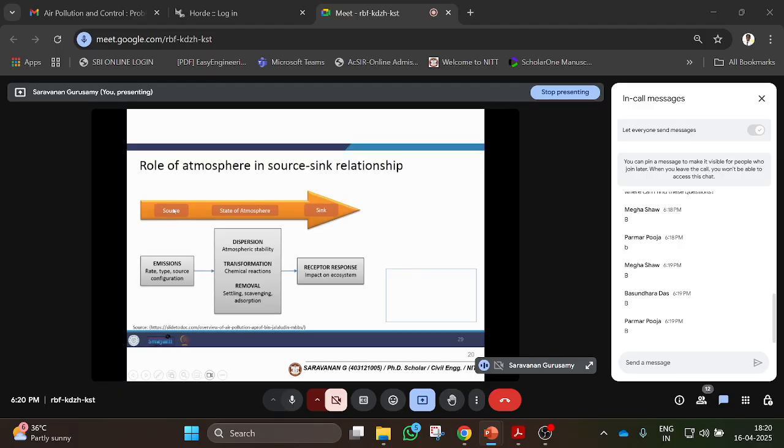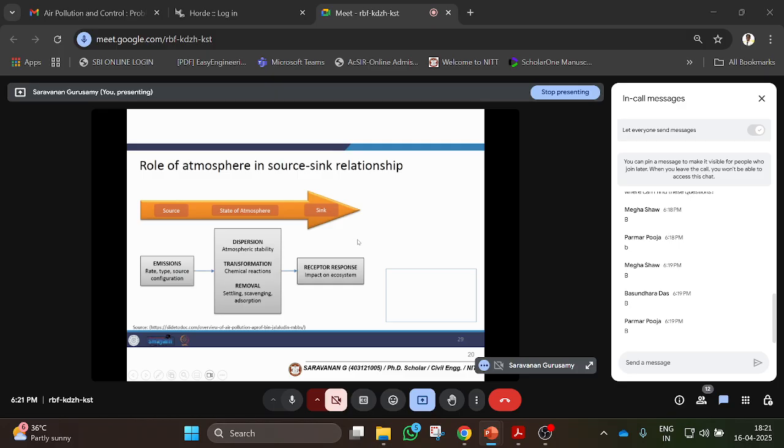So you can see here, source will be the emission, sink will be your impact on the ecosystem or whatever the disposal point. The center one will be dispersion, which is based on stability, then transformation by chemical reactions, and removal. Maybe settling will happen, scavenging will happen, or absorption may happen into some solid particles or any carbon, biochar or hydrocarbons.